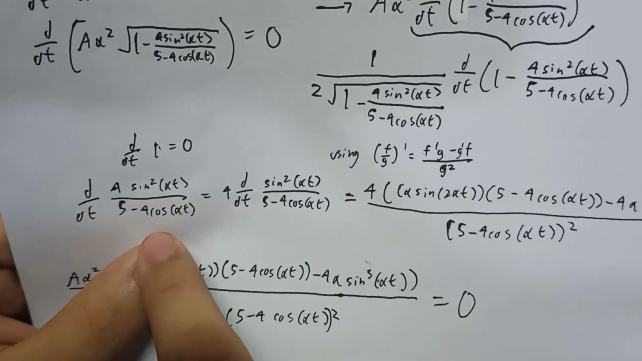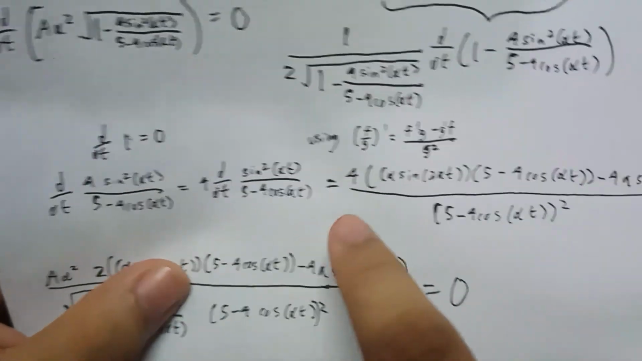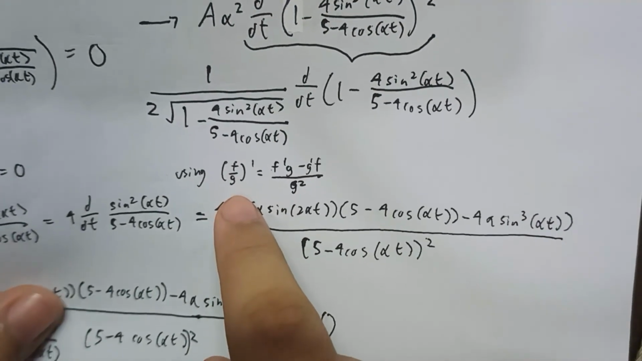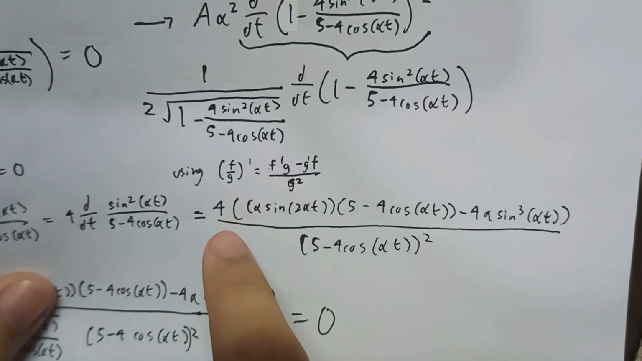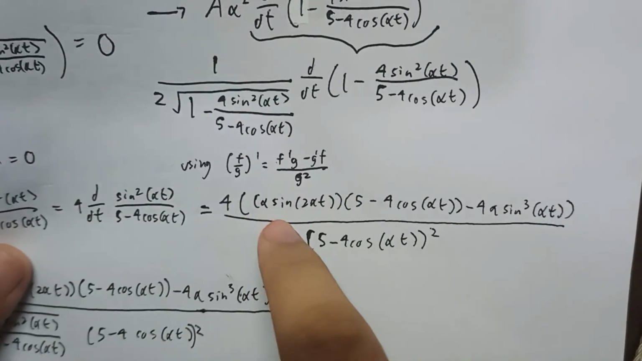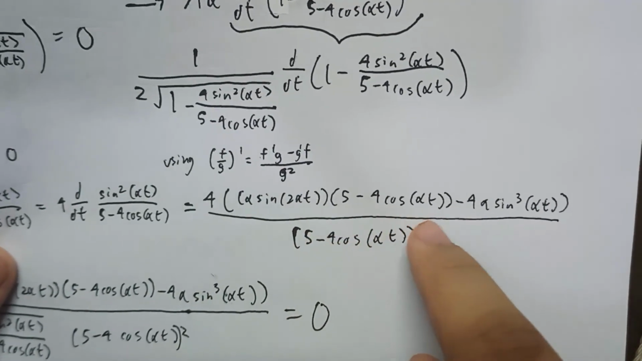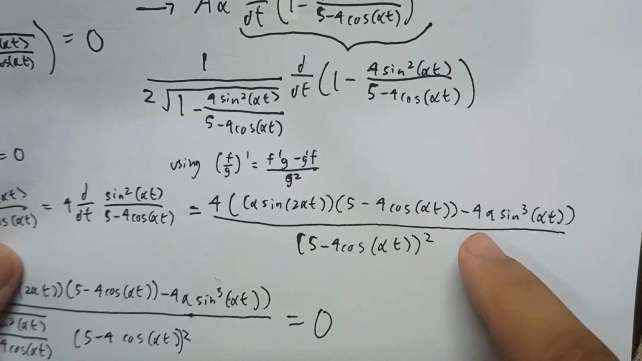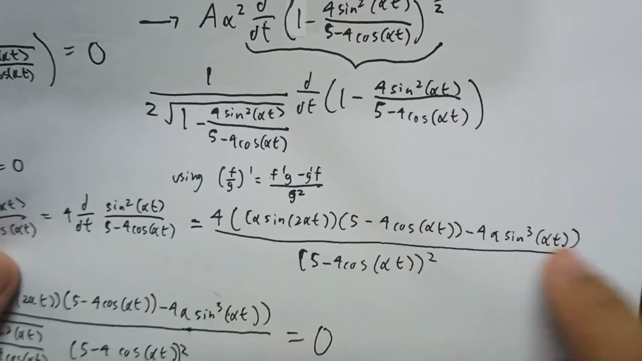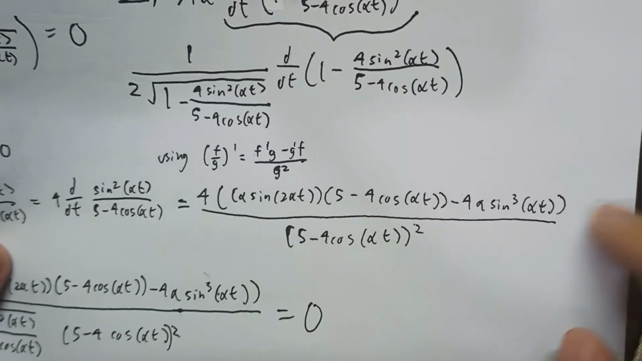which is here. We take the constant out, which is 4, and using this rule in derivative, we get 4 times alpha sine 2 alpha t times 5 minus 4 cosine alpha t, and we subtract 5 alpha sine cube of alpha t over 5 minus 4 cosine alpha t squared.